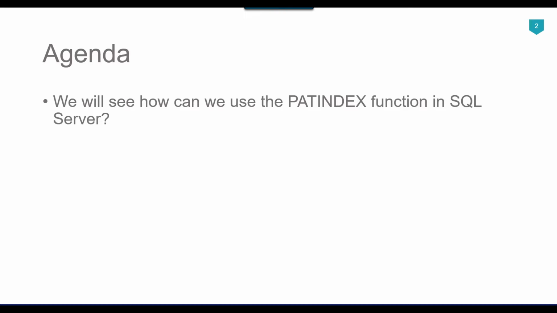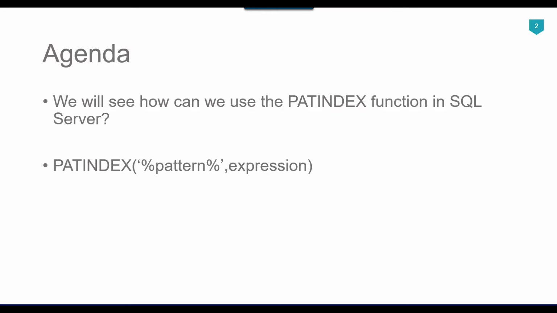So the agenda of today's video tutorial is that we will see how we can use the Patindex function in SQL Server. The Patindex is a T-SQL function in SQL Server that searches for a specific pattern in a string and returns the starting position of the first occurrence of that pattern. It's similar to the Charindex function, but instead of searching for a specific character, the Patindex allows you to search for a pattern using wildcard characters.